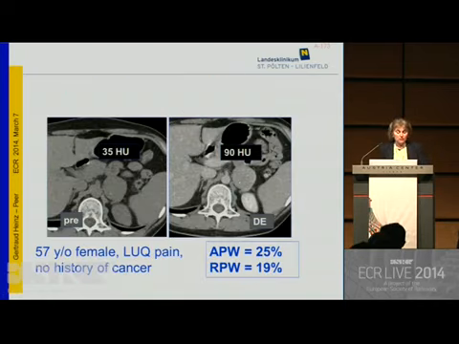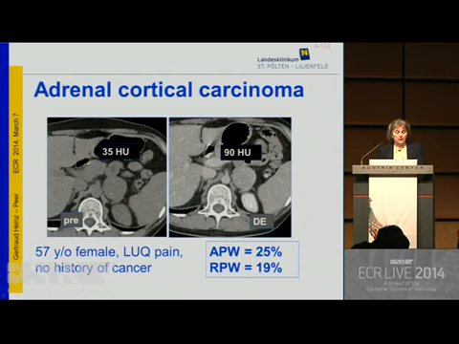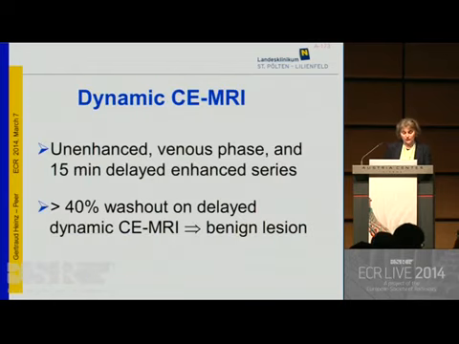If there is no underlying disease, malignant disease, and we have absolute washout and relative washout indicating a malignant lesion, think about a primary arising from the adrenals. In this particular case, it proved to be an adrenal cortical carcinoma. But these are really very, very rare lesions of adrenals.